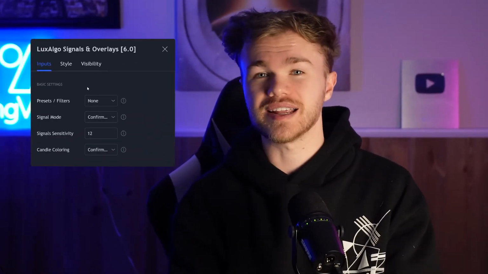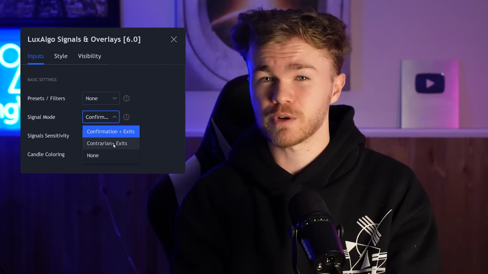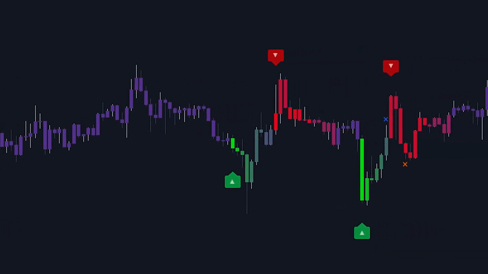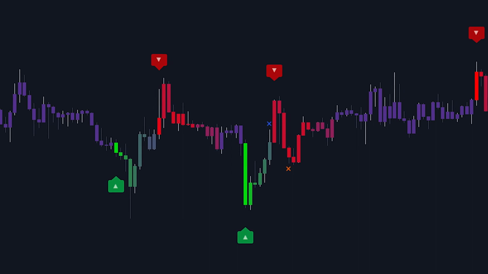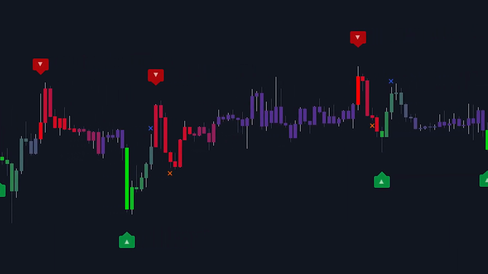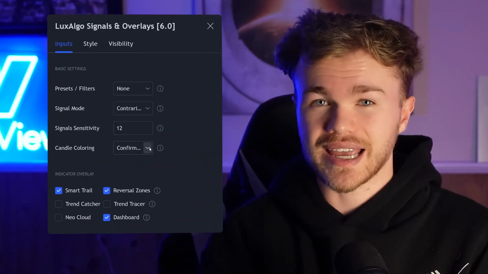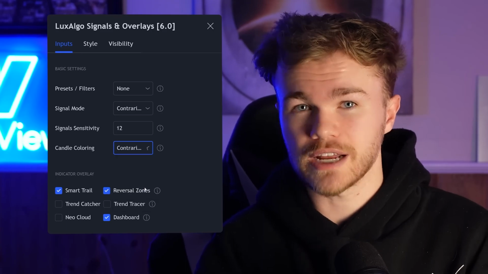And within the Signals and Overlays indicator, we put so much of a focus on discretionary analysis that we even built in the Contrarian signal mode, so that if you're someone that doesn't like to trade the trend, or you're just looking to create a strategy with signals to try and catch tops and bottoms, or if you actually like to trade ranging markets more than trends, then this is the mode that you may like to use better. As well, of course, you could even adjust the candle coloring to be contrarian if you wish to.